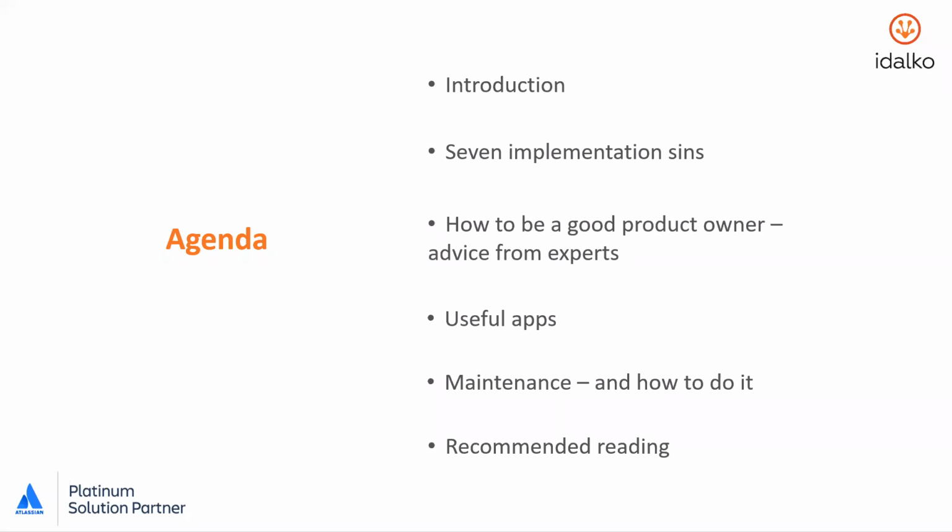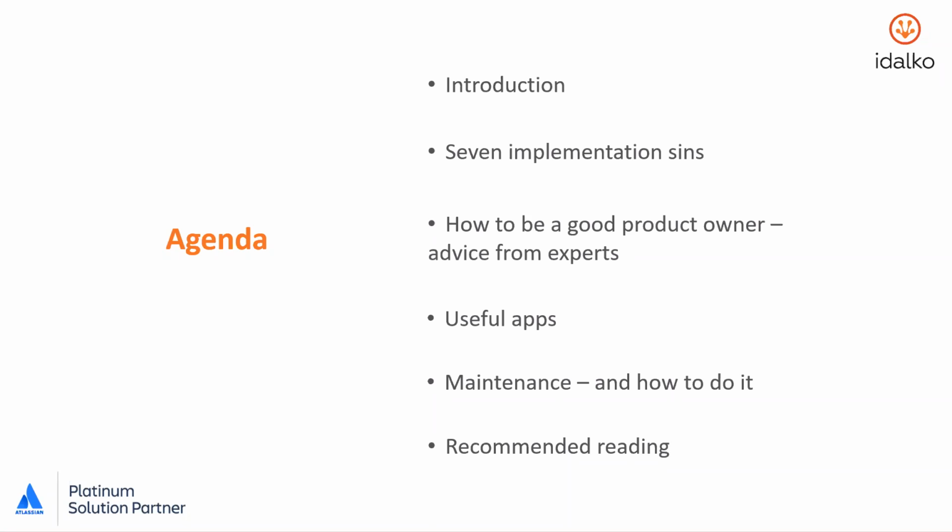So what exactly will we be discussing here? Well, first of all, I would like to go over the so-called 7 implementation sins, as in 7 frequent mistakes that Atlassian owners, product owners or Atlassian administrators make, and how to prevent them and what their impact will be. Then I would like to cover the question of how to be a good product owner. I have asked several experts in this area. And this doesn't really mean an agile product owner, but the product owner of the Atlassian stack.